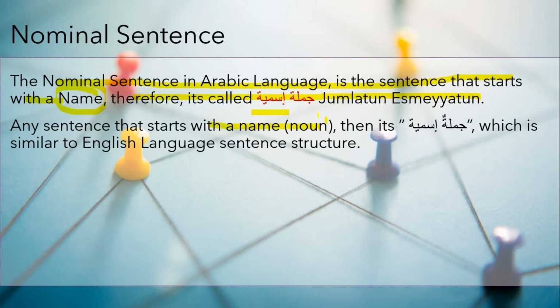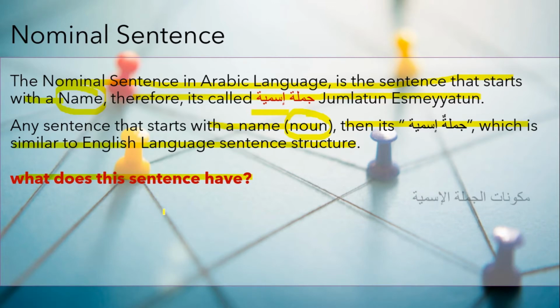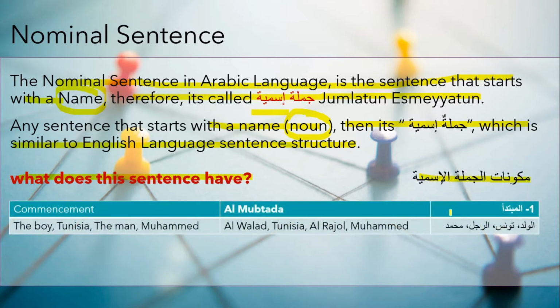It follows the same structure as English sentences. English sentences usually are SVO. This type of sentence follows the same structure. So what makes that sentence? What does this sentence have? What does it consist of? مكونات الجملة الاسمية. ما هي المكونات? The constituents.